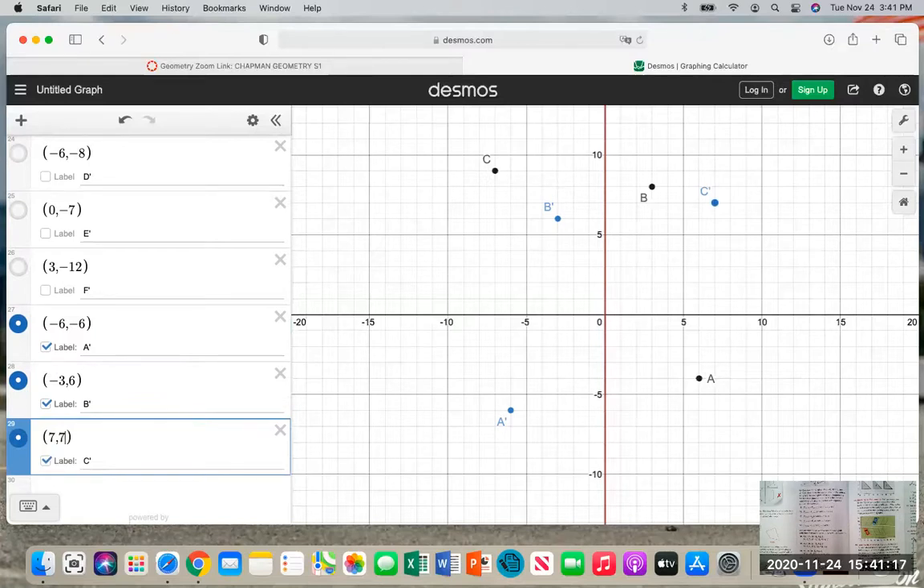So hopefully you can visualize this. There's no way to connect the dots, or at least no way that I know of. But hopefully you can visualize A, B, C as a triangle, and then A prime, B prime, C prime as a triangle. And hopefully you can see that it reflected across the y-axis, and then it all went down 2 units.